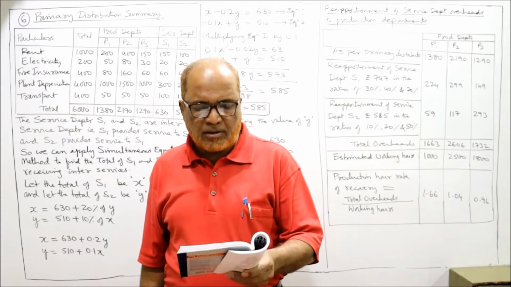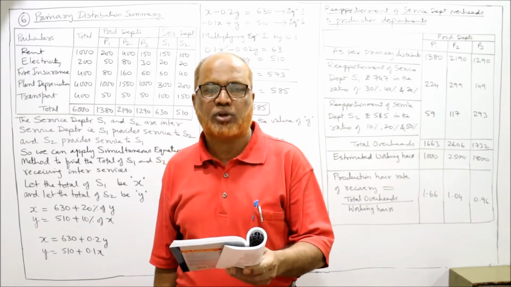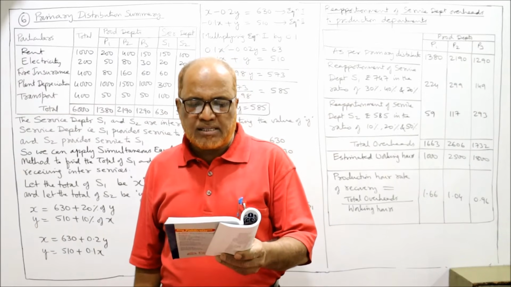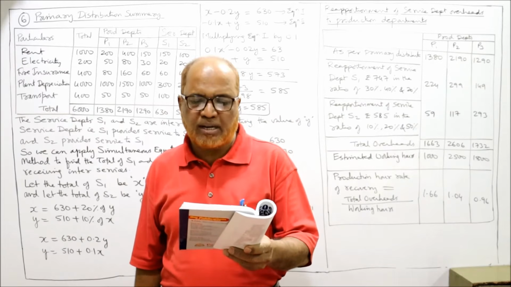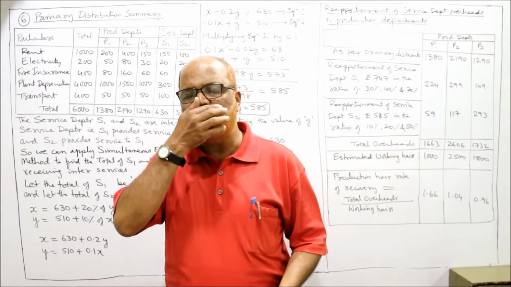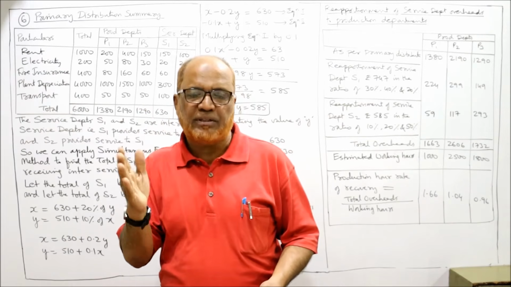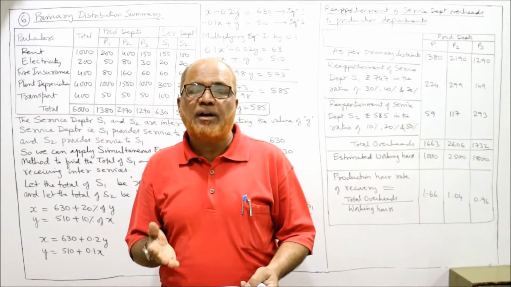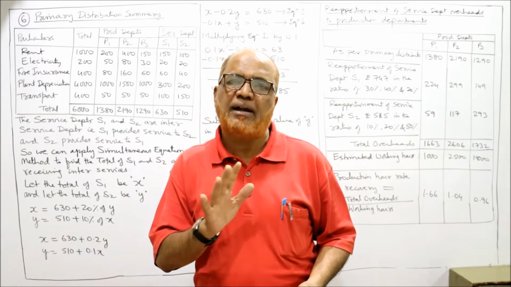So we are given the particulars. Particulars are rent, electricity, fire insurance, depreciation, transport. And total is given. Production department P1, P2, P3 is given. Service department S1, S2 is given. So two service departments are there, S1, S2, and 3 production departments P1, P2, P3. And already primary distribution is given. There is no need for apportionment.